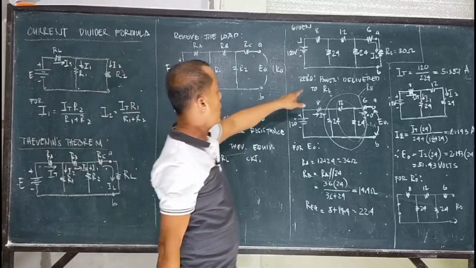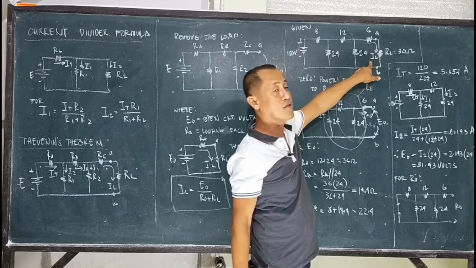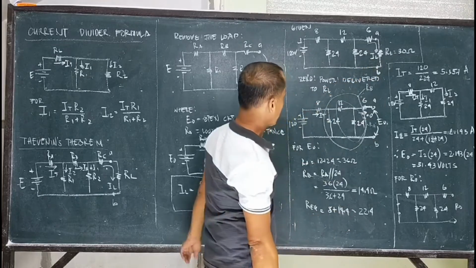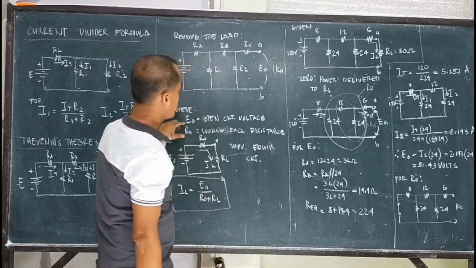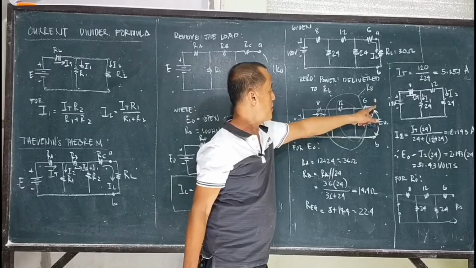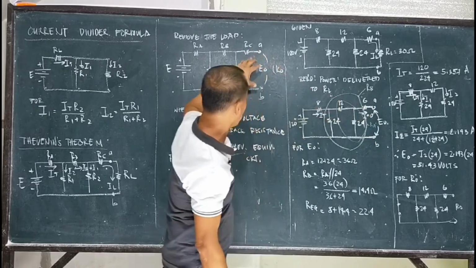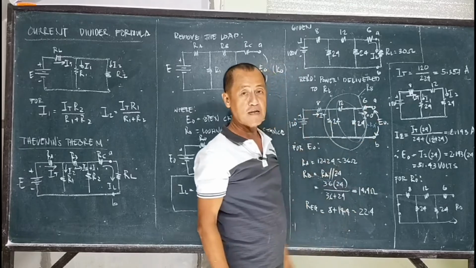So, required power delivered at the RL. Ito, power dyan. So, of course, we need to solve for the I sub L. So, ito na ngayon yung circuit. Sabi niya, open the terminal. Remove the load first, then open the terminal A and B. Tinanggal ko na yung RL dyan. Itong RL nito, ito na, naka-open na siya. And solve for E sub O.